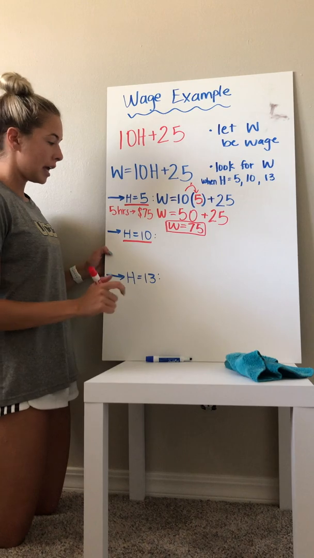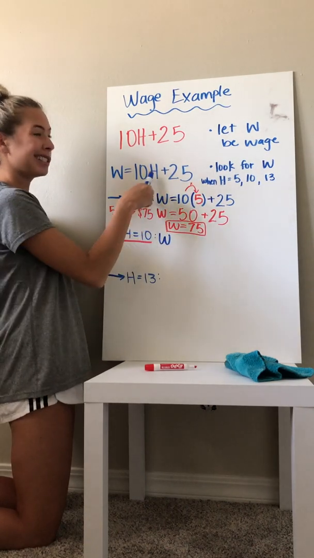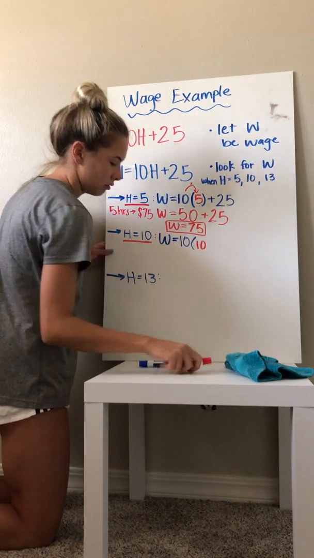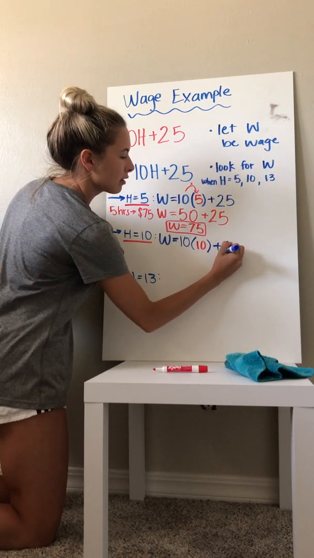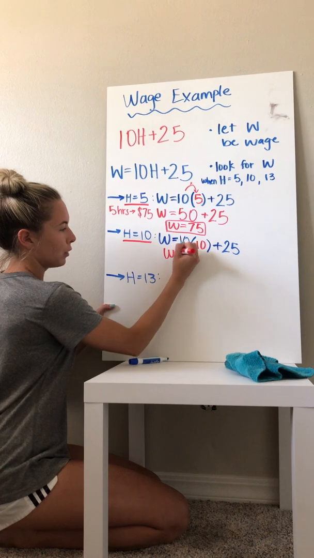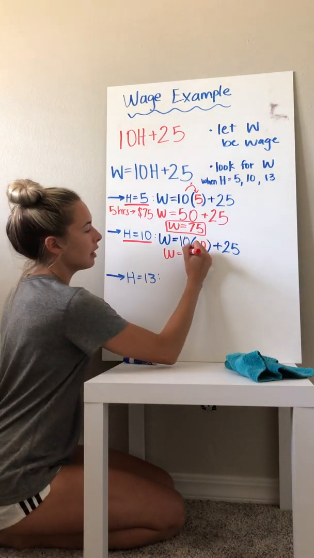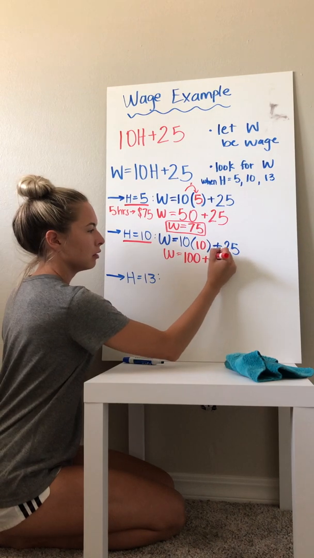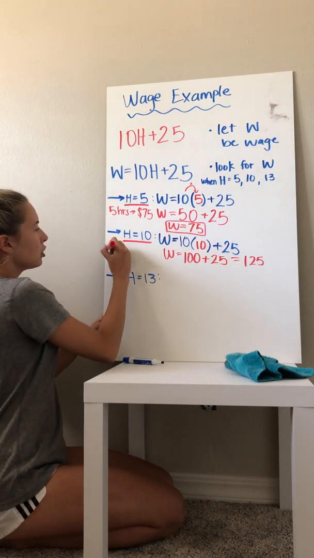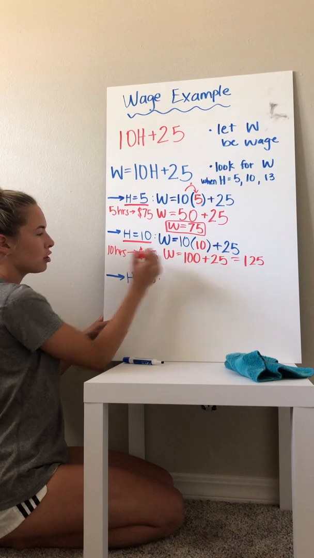Now we're going to look for when H equals 10. So, same thing. Instead of plugging 5 in for H, we're now going to plug in 10 for H. So we have W equals 10, plug in 10 for H, and everything else stays the same. So, now we just do regular math. We're distributing it just like above, so multiplying 10 times 10, we have 100 plus 25, which equals 125. So for 10 hours, the worker would get $125.